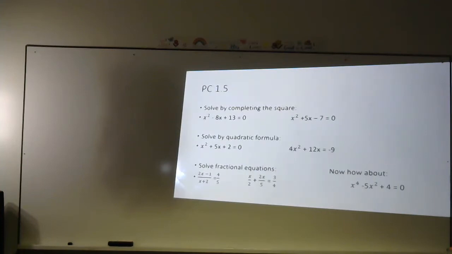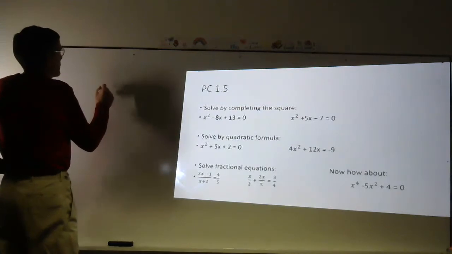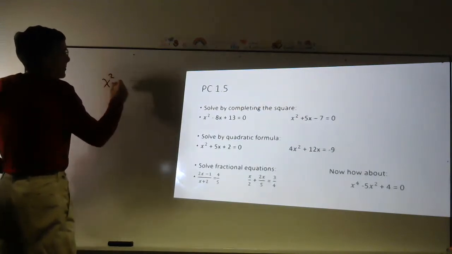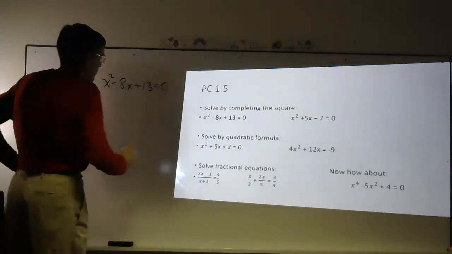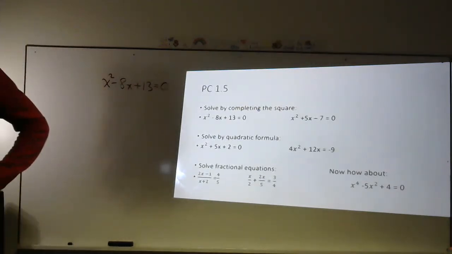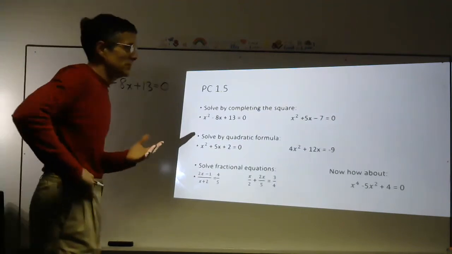How about completing the square? Okay? I've got x squared minus 8x plus 13 is 0. Now, you might say, if I can factor, if I can do square roots, and if I can use a quadratic formula, do I have to do completing the square? Technically, no. You don't have to do completing the square.